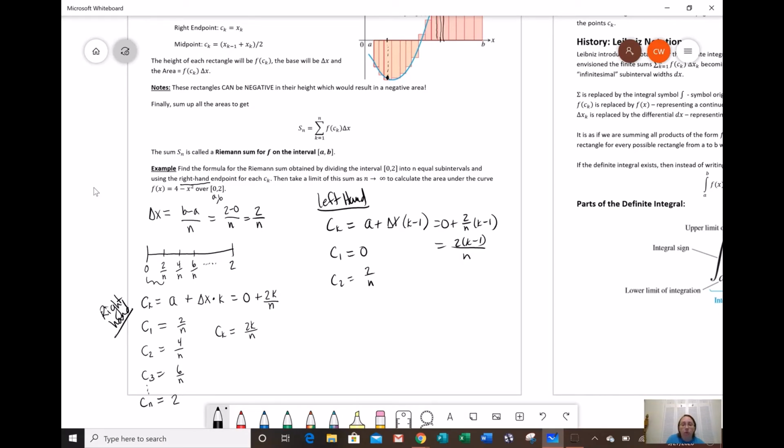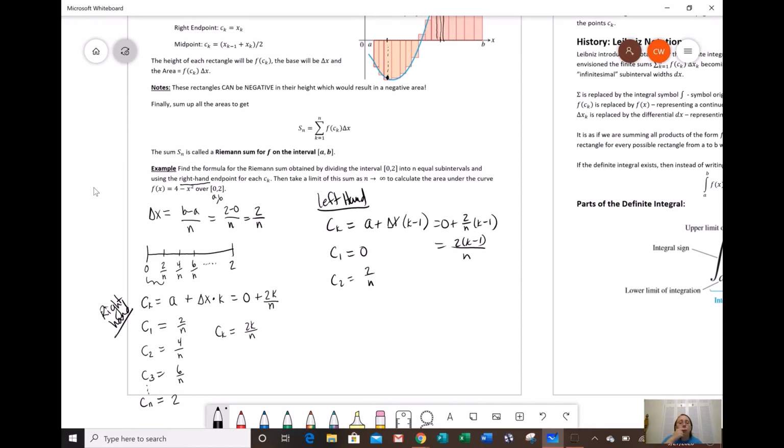Let's just check it. If k is 1, we get 1 minus 1 is 0, so the whole thing is 0. If k is 2, 2 minus 1 is 1, so we get 2 over n. And then the next one would be 4 over n and 6 over n. And it works. I don't think you have any midpoint ones in your homework.